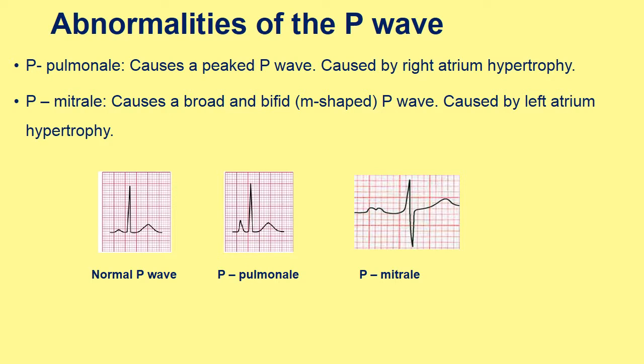P mitrale, so you see a broad bifid P wave, like this. So you see an M shape. Remember the mitral valve is on the left side, so that way you can remember that P mitrale is left atrium hypertrophy. And if the P wave looks like an M, just remember mitrale starts with M as well, so that can make you remember.